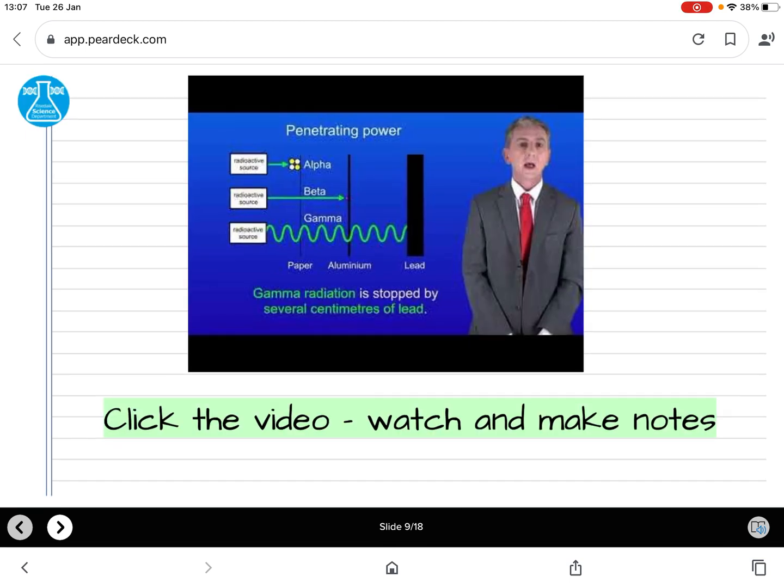Okay, this next video summarized alpha, beta, and gamma radiation. We had a live lesson about these three types of radiation, and you can also read about these on page 196 in your revision guide.